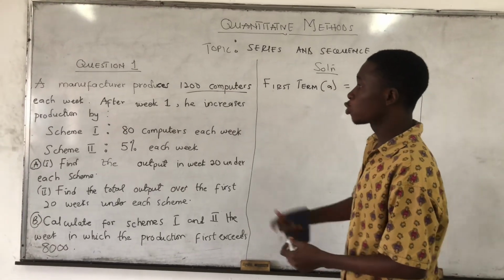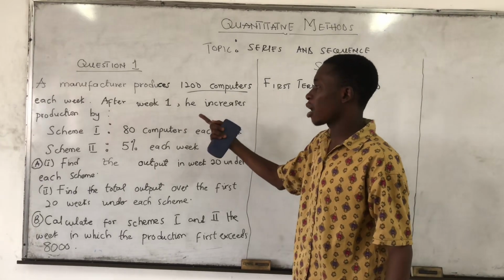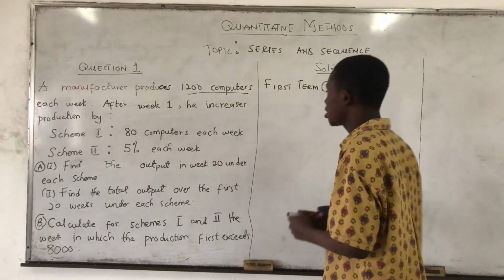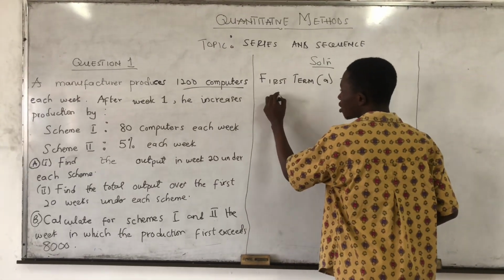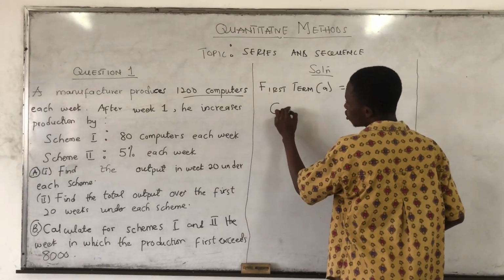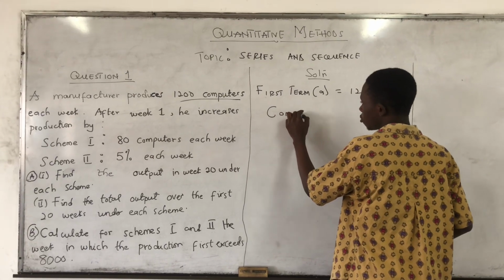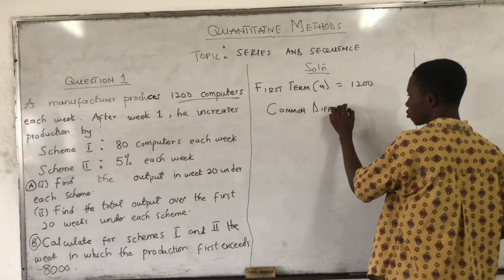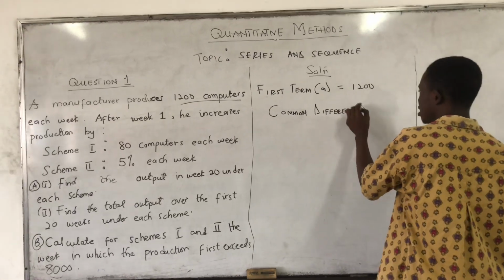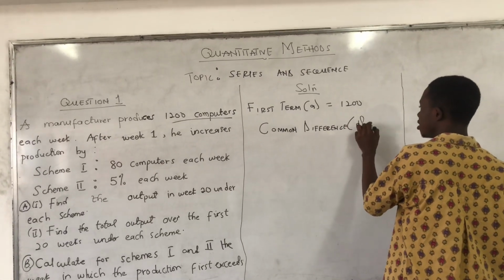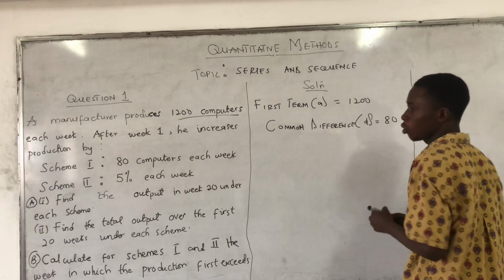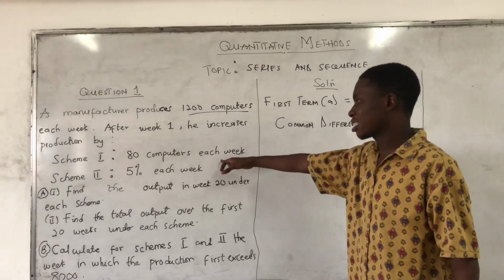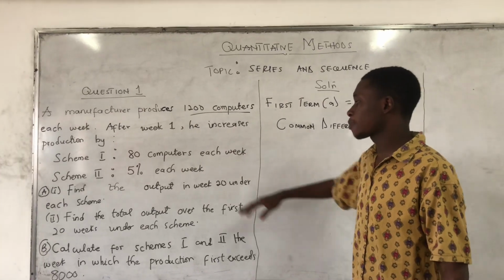Each week, after week 1, he increases production by, under scheme 1, 80 computers each week. So we have a common difference. The common difference is denoted by the letter D, and it's given as 80. One might ask, how would you identify whether this is a common difference or a common ratio?